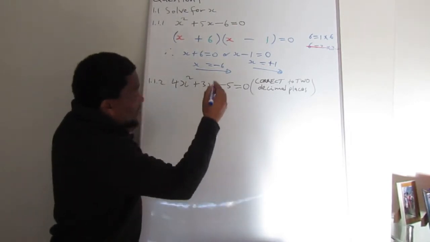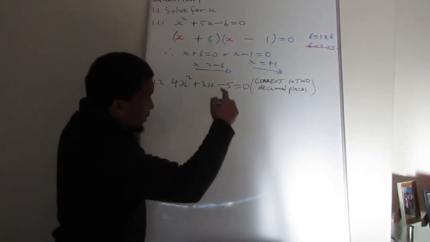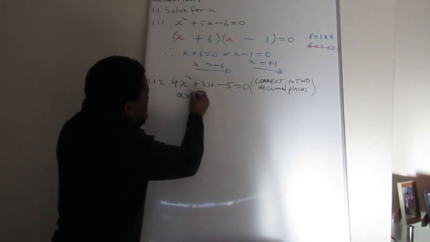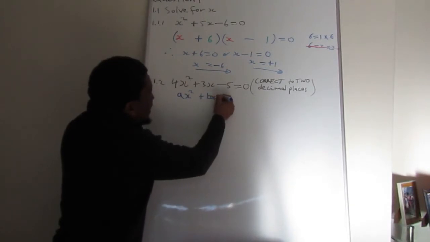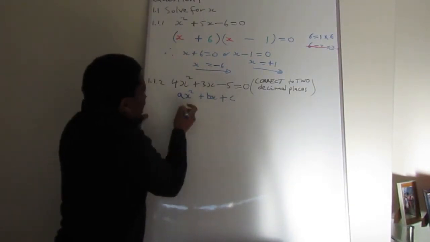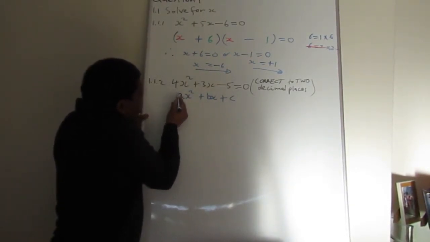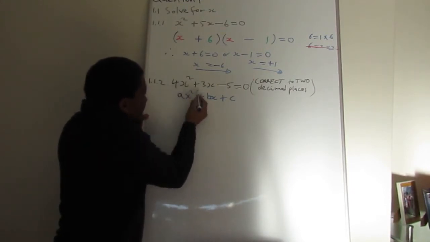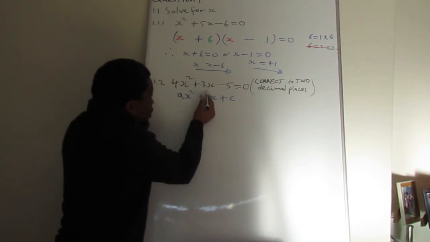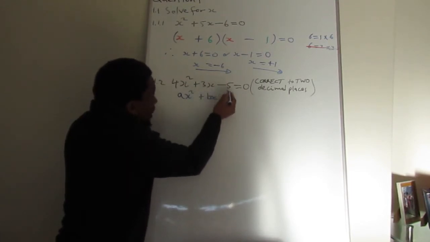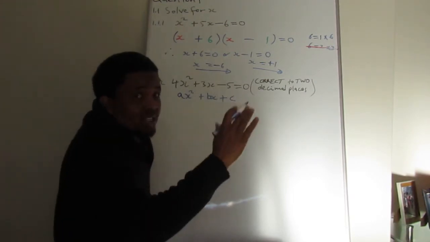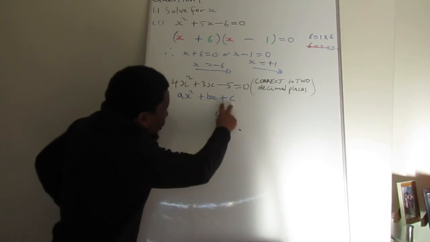Following our equation for a trinomial and a quadratic, which is ax squared plus bx plus c: the 4 here, this coefficient, is a; this coefficient here is b; and that one is just a number, a constant, which is -5 in this case. So we are going to follow this.